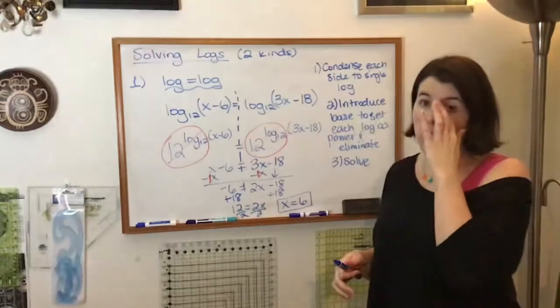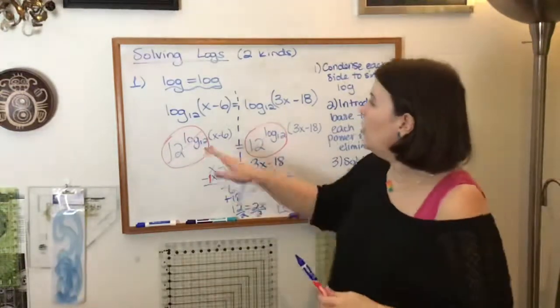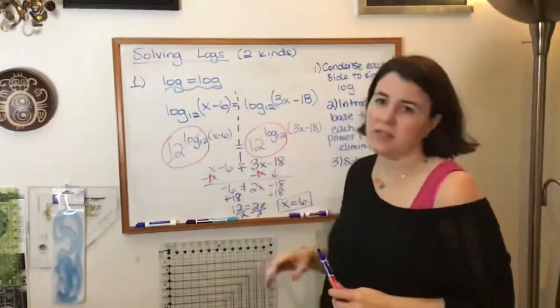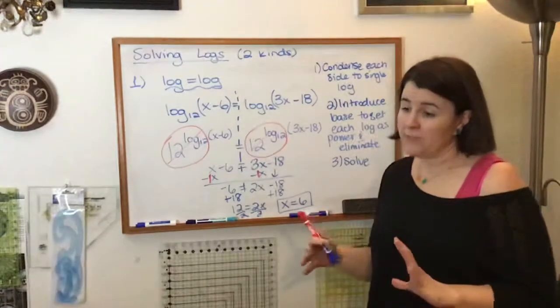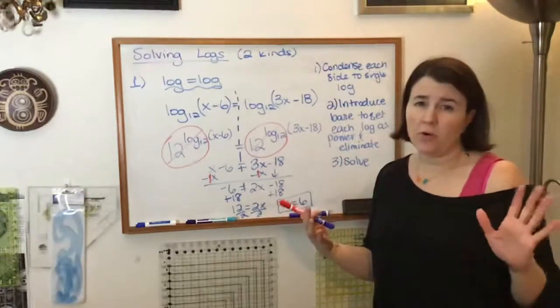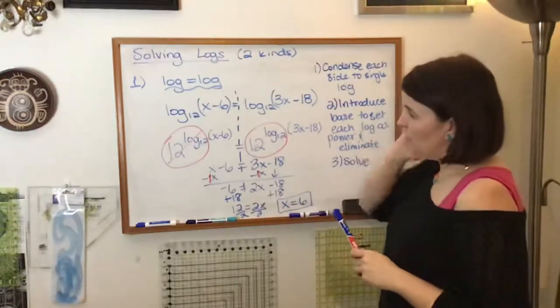So that's the next style we're going to look at, what happens when you have a log on one side and the other side is a number. I'm going to just make a problem up, so it might not come out perfectly, but you can always use a calculator if the numbers are going to be weird.